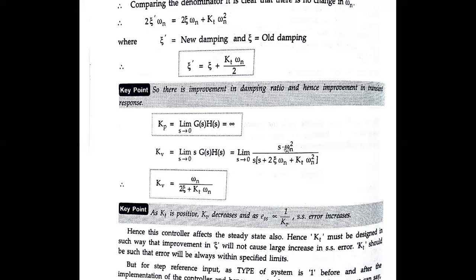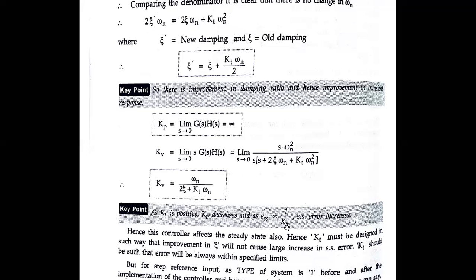This omega n square and omega n square cancel each other, and one omega n will cancel as well. If I multiply these two, it becomes s square, and that s square becomes 0. So what remains here is 2 eta omega n plus kt into omega n square.